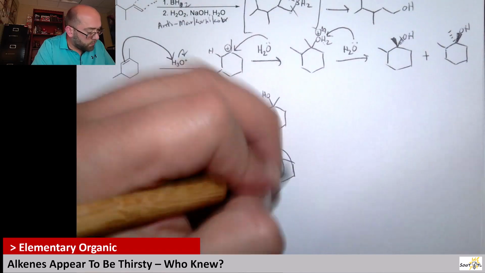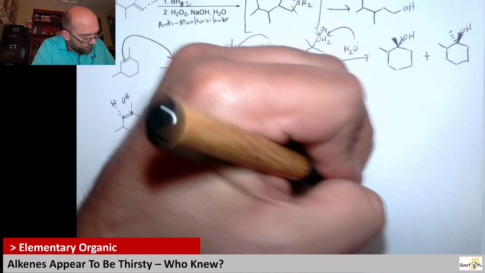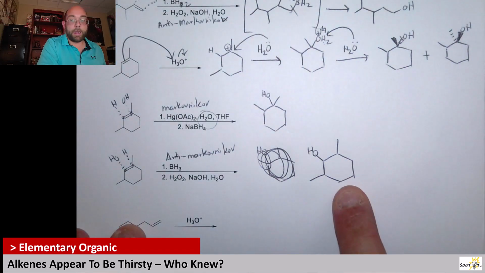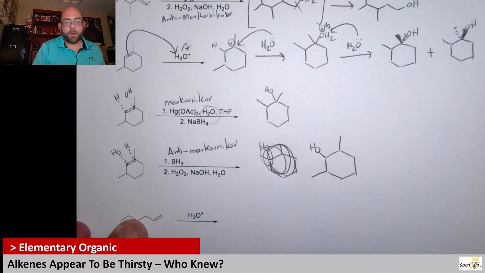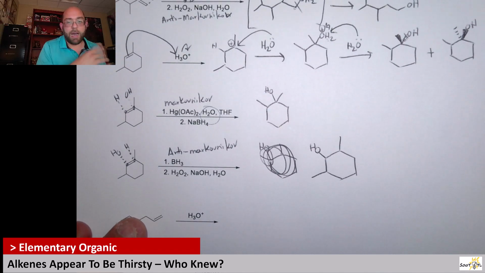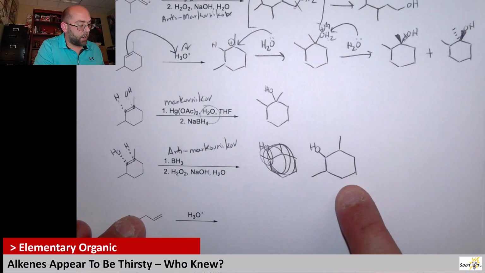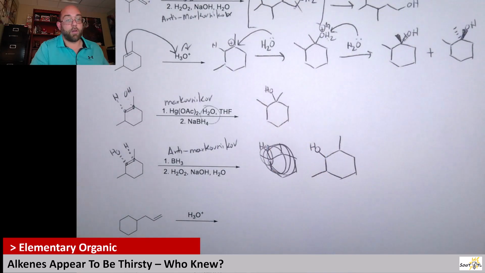Oh, no, I wrote that wrong. Sorry, y'all, got to rewrite it. Right, so it looked like that. There's my alcohol. I don't know why I wrote the H so high, but there it is. Okay, so this would be my anti-Markovnikov product. That would be my Markovnikov product.